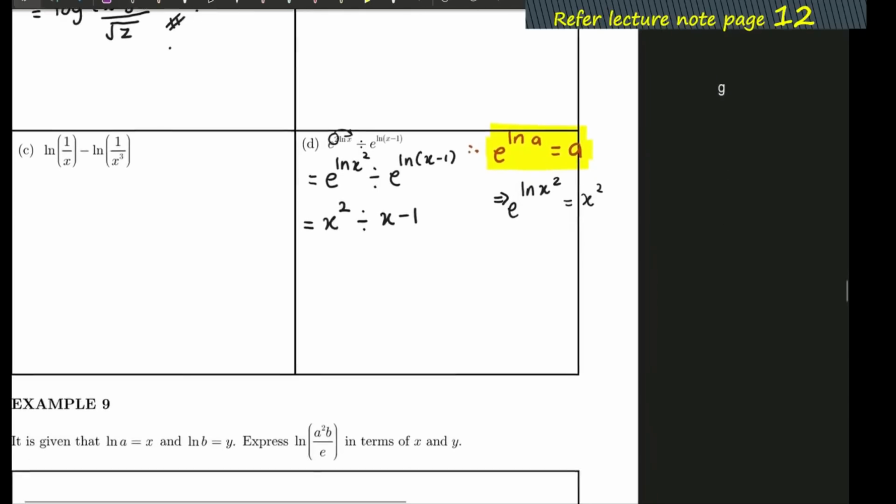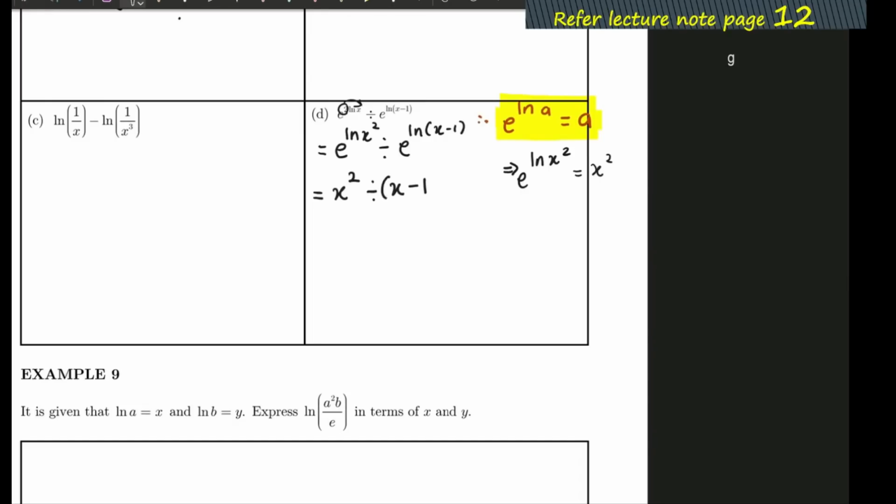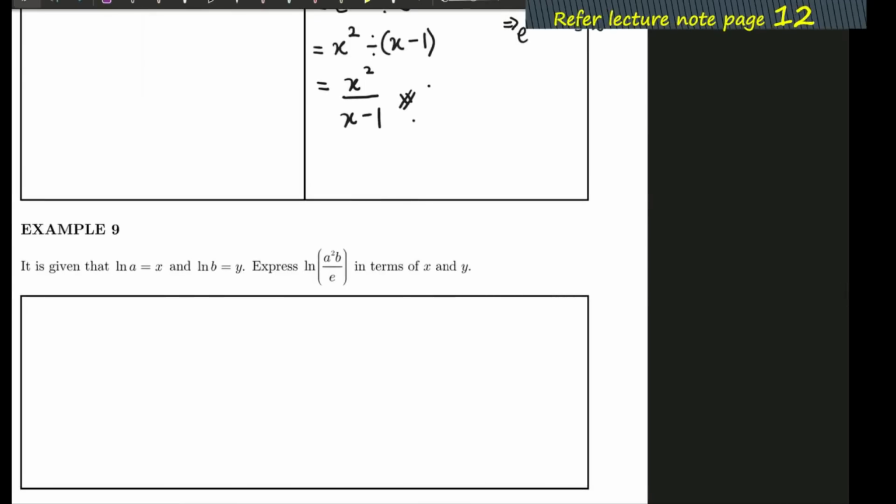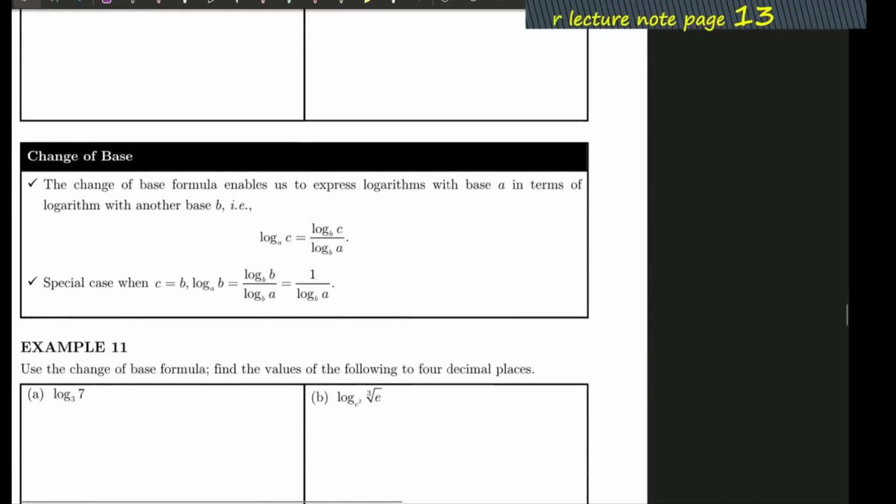Sorry, I forgot to put the bracket here. So now the final answer, put into a fraction, will become x squared over x minus 1. So that's it. Please remember this formula, put it somewhere so that you can remember it by heart as well. So we're done with example 8. For B and C, do it by yourself as usual. Example 9 also, you can discuss with your friends. I'm not going to discuss example 10 as well.